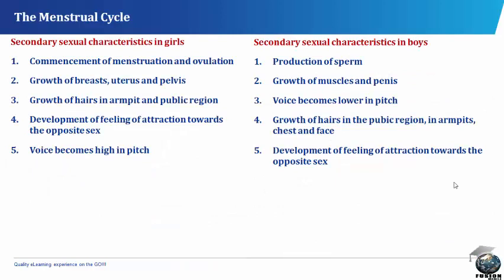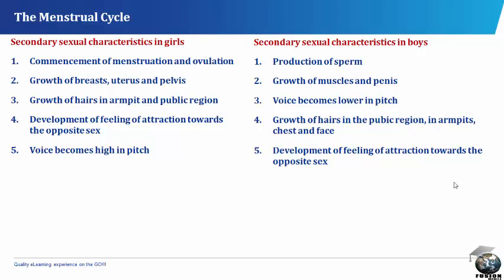The menstrual cycle. Secondary sexual characteristics in girls. 1. Commencement of menstruation and ovulation. 2. Growth of breasts, uterus and pelvis. 3. Growth of hairs in armpit and pubic region. 4. Development of feeling of attraction towards the opposite sex. 5. Voice becomes high in pitch.